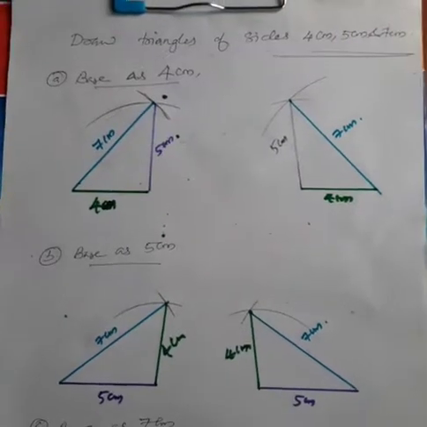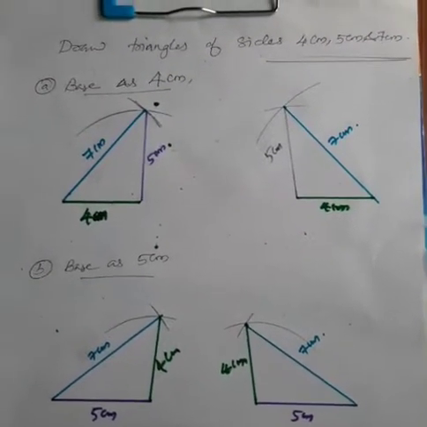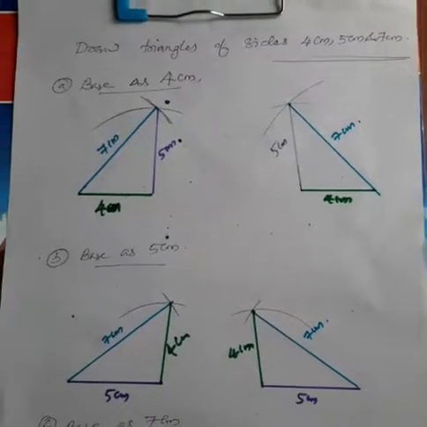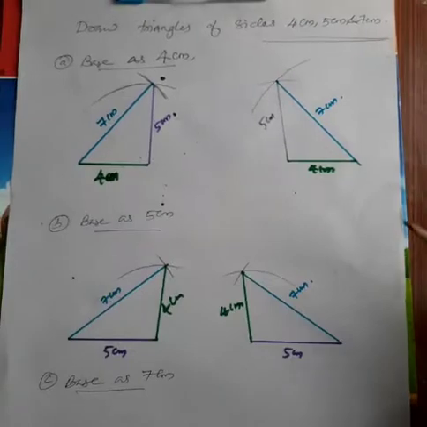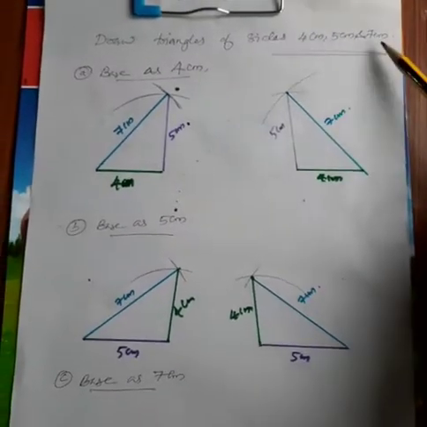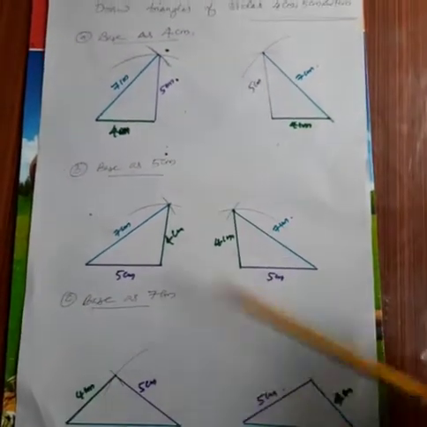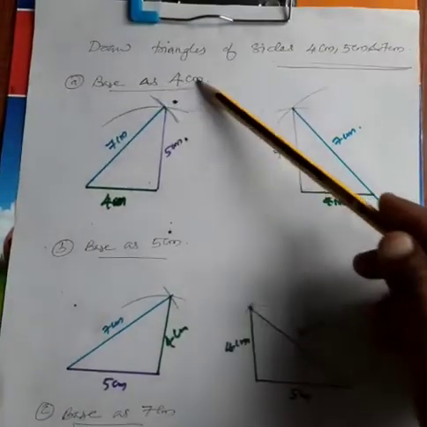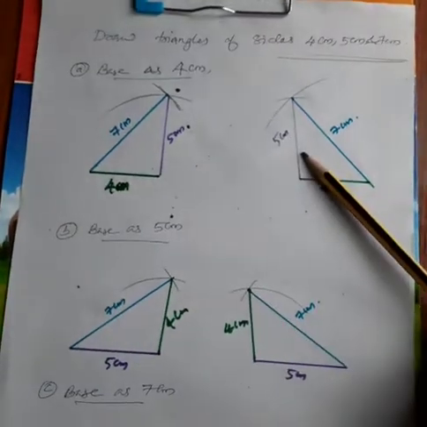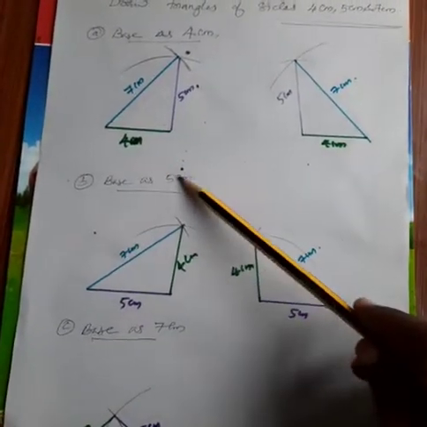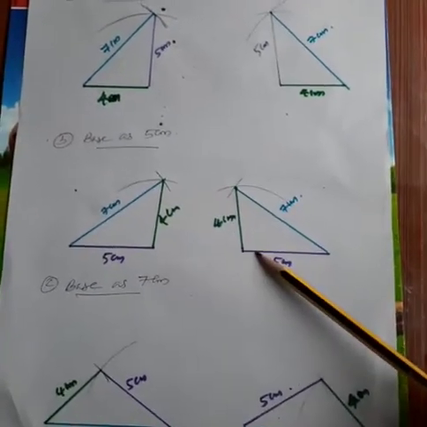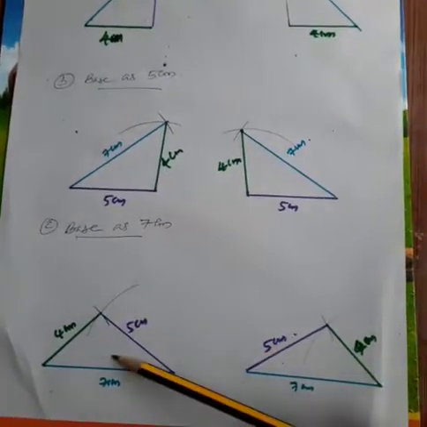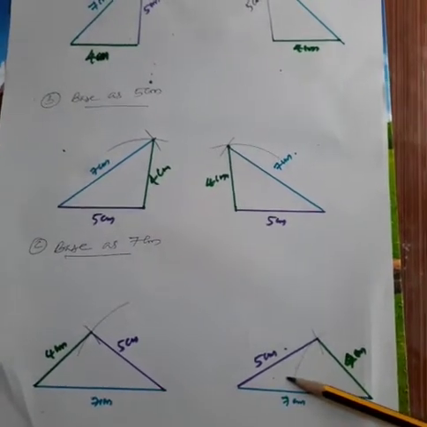Go through the question. Draw triangles of sides 4 cm, 5 cm and 7 cm. As I already told, using these three sides we can make 6 types of triangles. Keeping the base as 4 cm, we can draw 2 triangles. Keeping the base as 5 cm, we can draw 2 other triangles. And keeping the base as 7 cm, we can draw another 2 triangles.